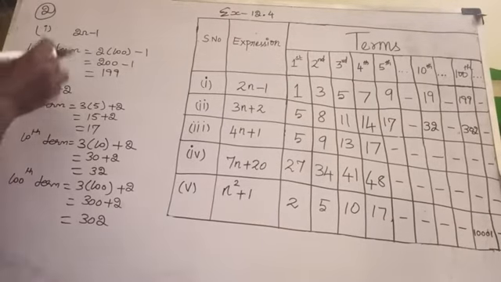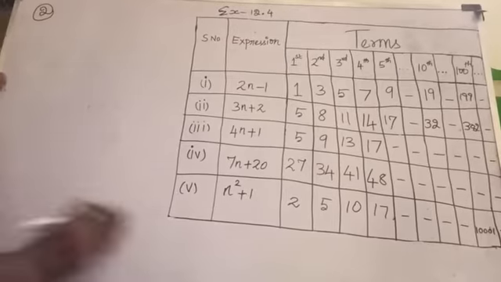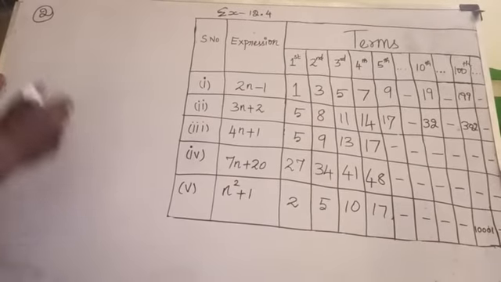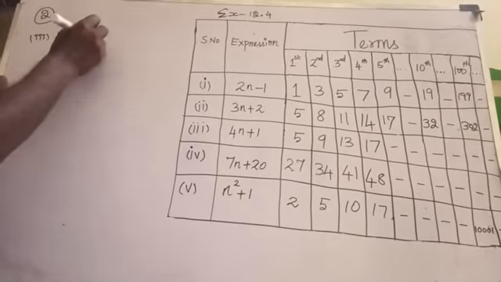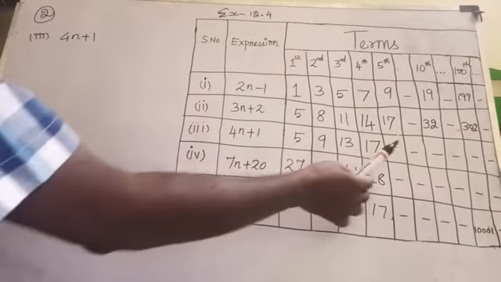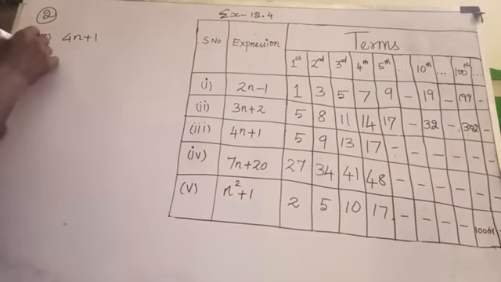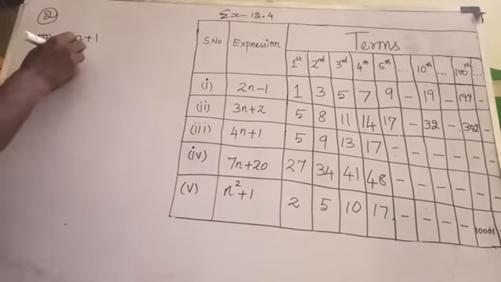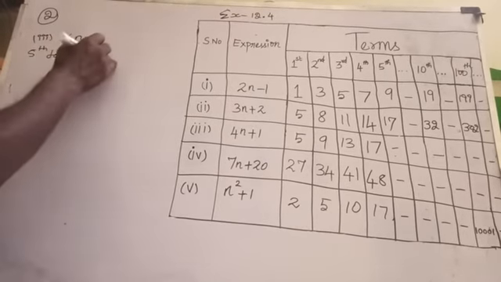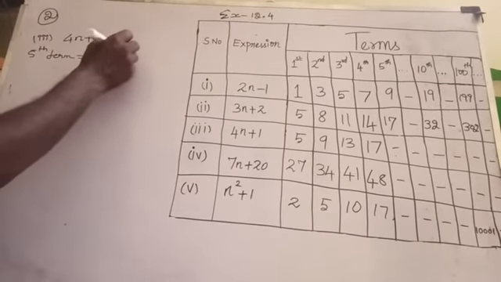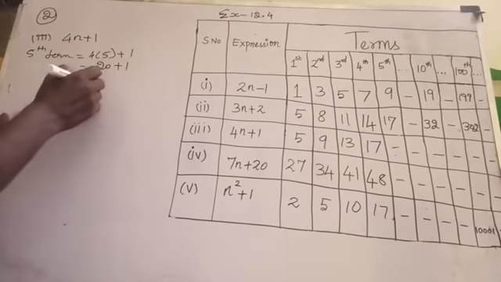Now come to the third expression. It is given as 4n plus 1. In this expression 4n plus 1, you have to find the 5th term, 10th term and then 100th term. Now the 5th term is what? Replace n by 5, that is substitute the value of n equal to 5 here. So 4 times 5 plus 1, 4 into 5 is 20, 20 plus 1 is 21.